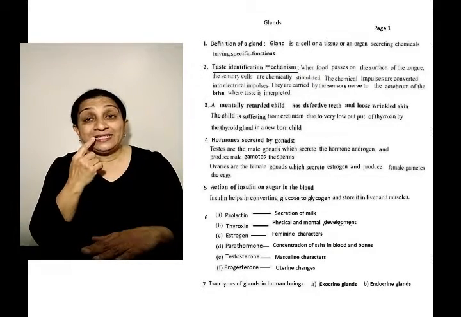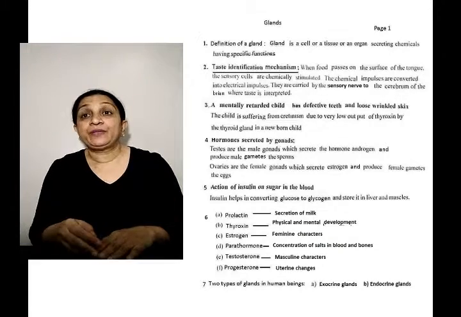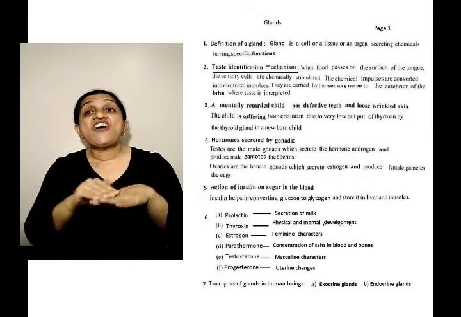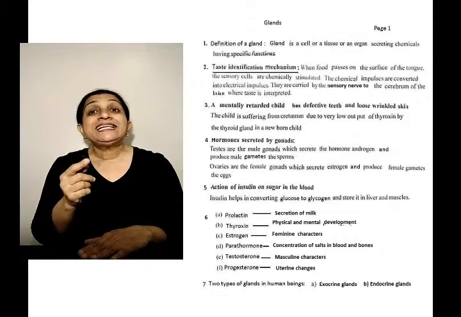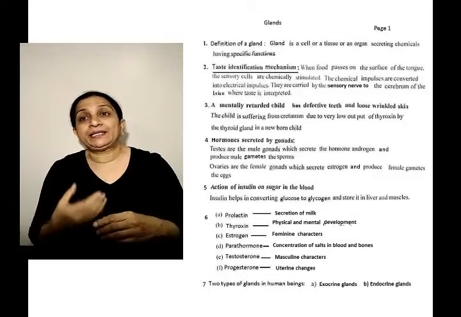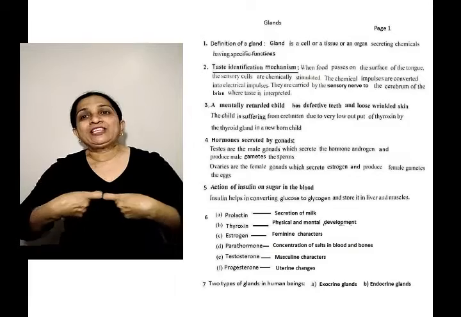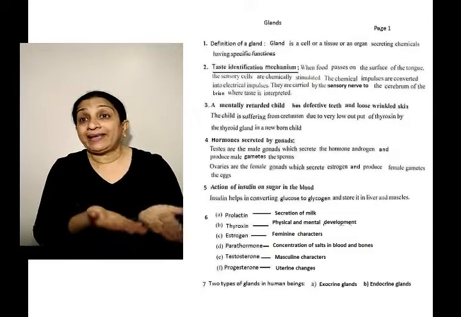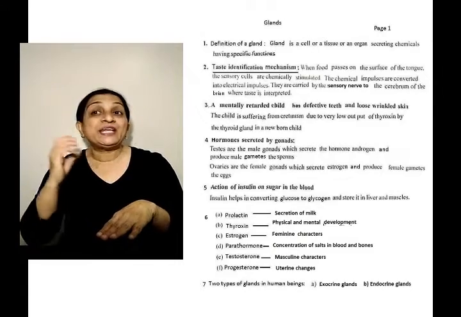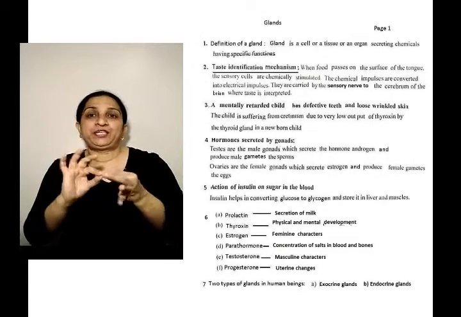Second is taste identification mechanism. When food passes on the surface of the tongue, the sensory cells are chemically stimulated. The chemical impulses are then changed to electrical impulses. They are carried by the sensory nerve to the cerebrum of the brain where the taste is interpreted.